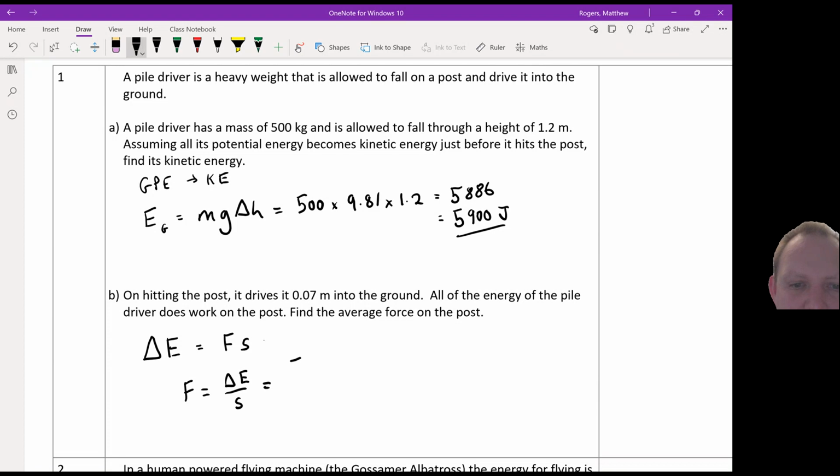So the energy transferred was 5,900. So we should use the rounded value from above in a question like this, and we're going to divide it by 0.07, which is the distance it moved through. So this should give us a value of 84,000 newtons. Now, I've done this to 2 significant figures. In a second, I'm going to go and correct this in the question. So there's an extra significant figure in here, so that we've got it definitely to 2 significant figures. So that should give us 84,000 newtons.